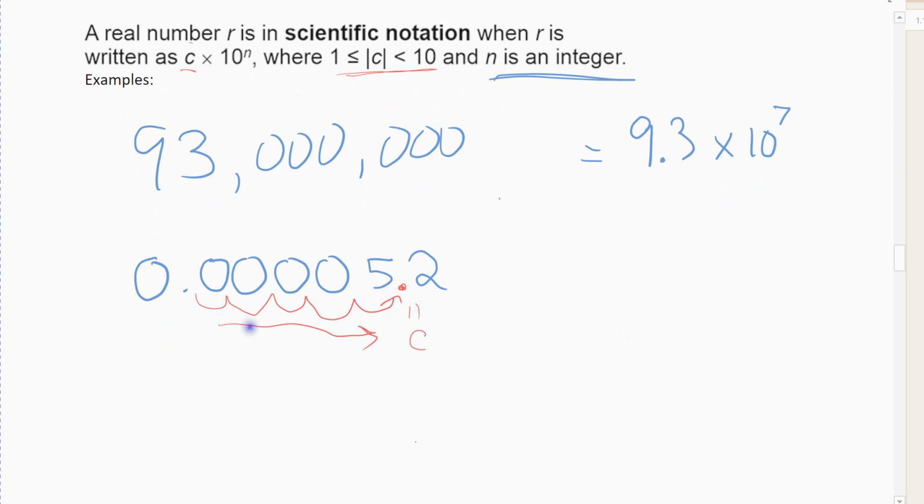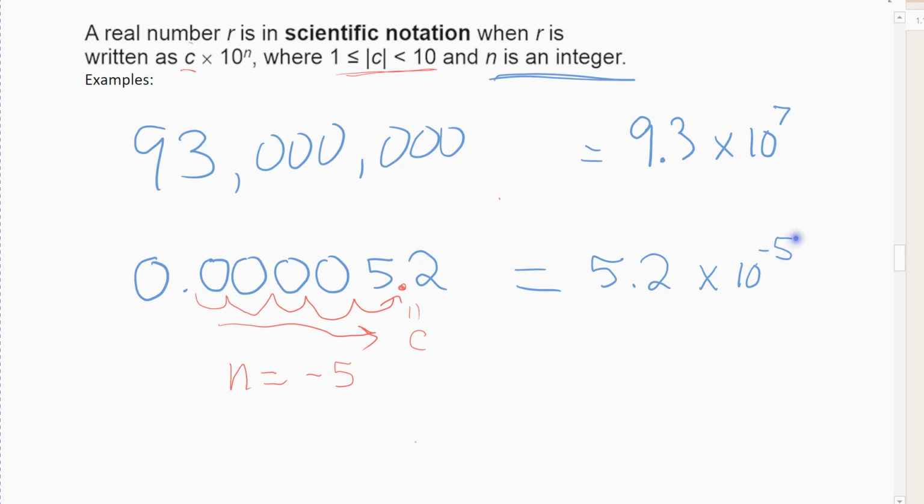So when we get the count, 1, 2, 3, 4, 5, make sure I counted right. That's n, but it's moving in the negative direction, so that would be a negative 5. Negative 5 is what the n value is. And so we write this out in scientific notation: 5.2 times 10 to the negative 5.